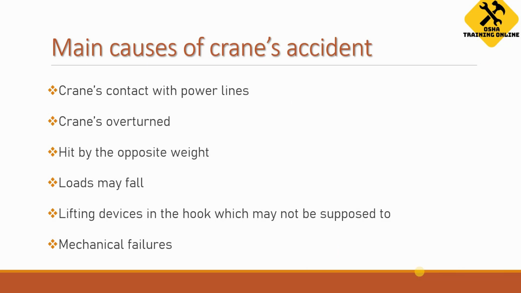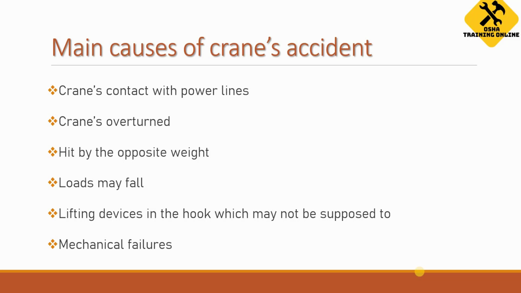Now let's jump in. What are some of the causes of crane accidents? Cranes may contact power lines, as a crane is heavy and also tall. In that case, it may touch electrical power lines, and an accident may occur. Crane overturn. When it overturns or takes a turn, it may hit something, maybe a person or other machinery. It may also be hit from the opposite way. There may be other machinery coming in the way of cranes, so it may hit the cranes.